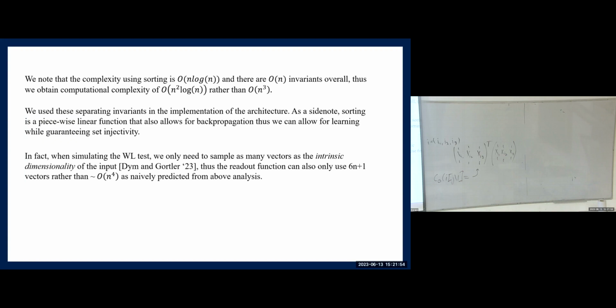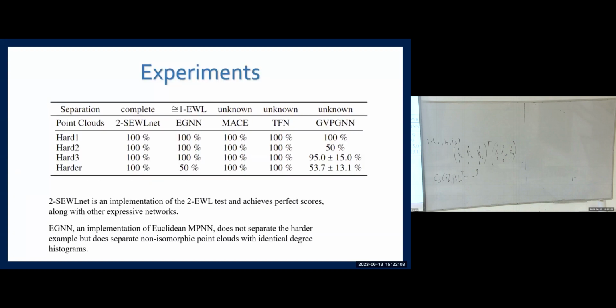Theoretically, this is true. We only need 6n plus 1 projections, but no one actually tested this before. So we did some experiments. We implemented a simulation of the 2WL test, actually not 3WL, 2WL, which is correct. And we used only a 6n plus 1 dimensional embedding, not O of n to the 4, something crazy.